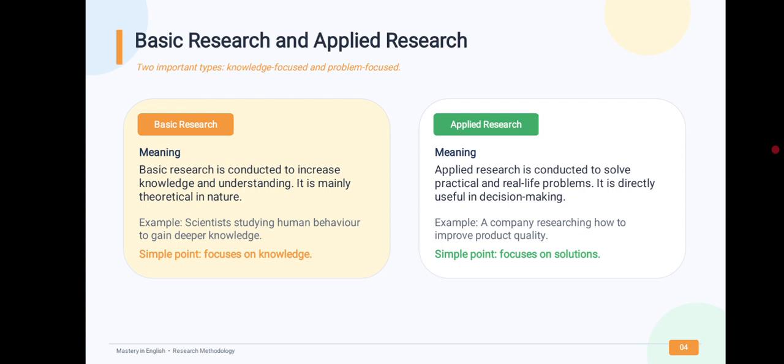For example, scientists studying climate change or human behavior, their main goal is to gain understanding and knowledge. So, this knowledge may become useful in the future. Another example is a psychologist studying human emotions and thinking patterns. So, this research improves the understanding of human behavior. So, basically, basic research focuses mainly on gaining knowledge.